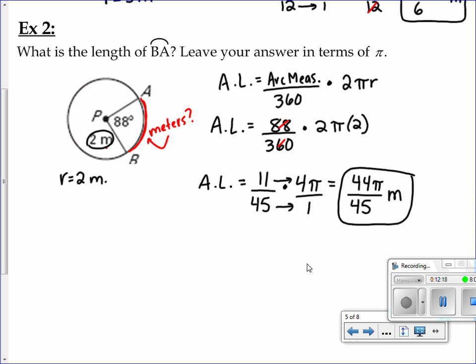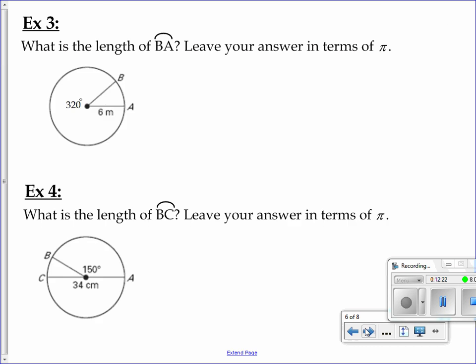All right, we're just going to do a bunch of these examples. So let's take a look at example 3. Again, what is the arc length of arc BA? Again, units are in meters. I'm just trying to figure out how many meters long is this thing.